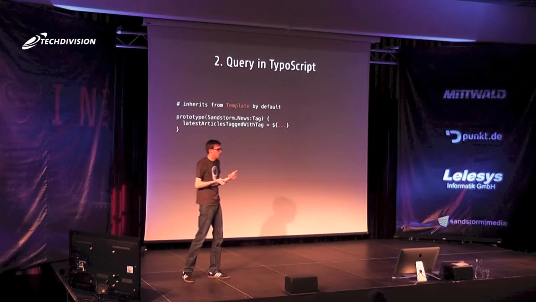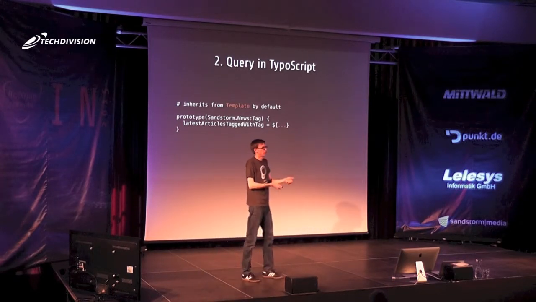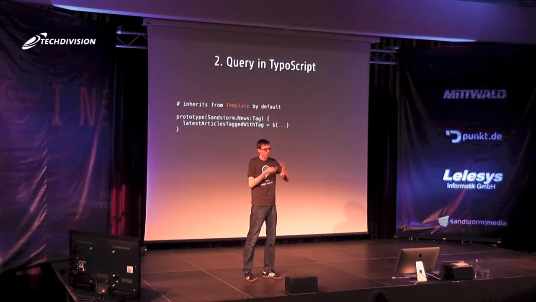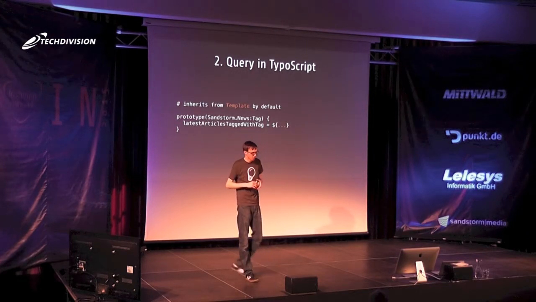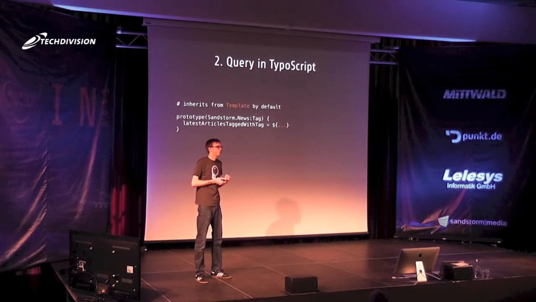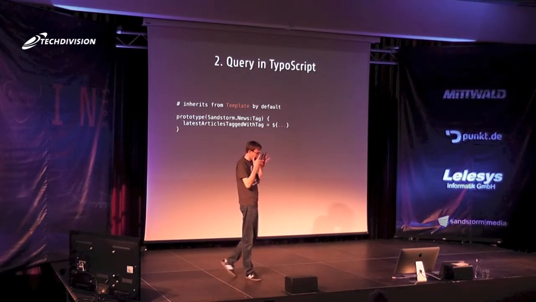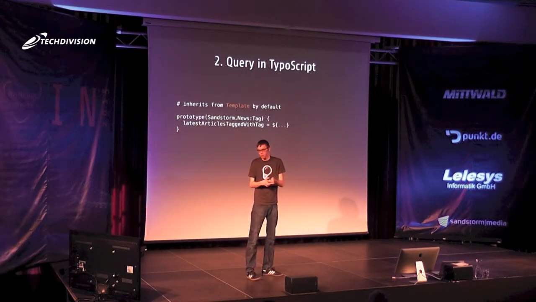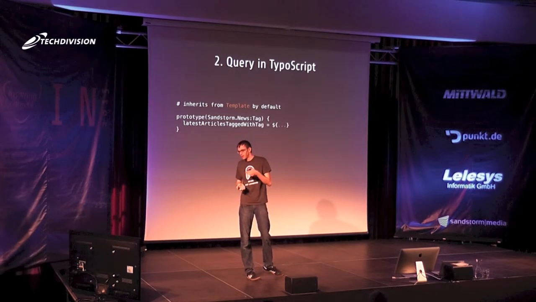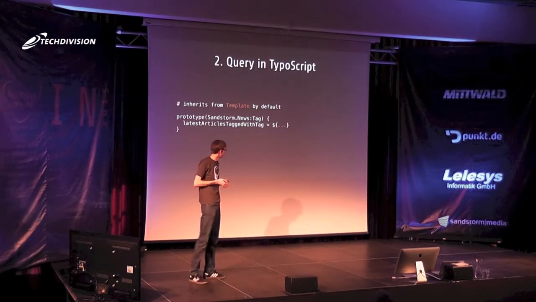And this, by default, inherits from Fluid, so it has a Fluid template which contains all the HTML output. So what we now need to do is get data into this template, right? The main data we need to get into this template are the latest articles tagged with the given tag, actually.